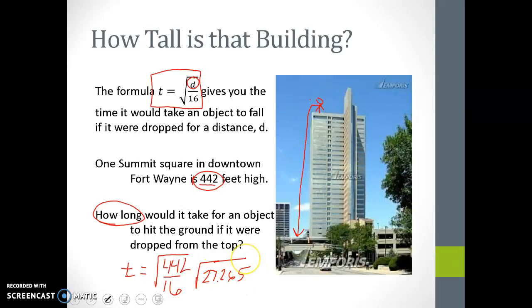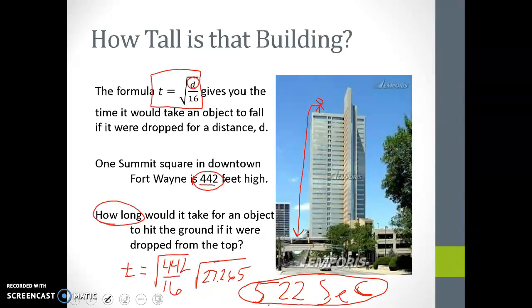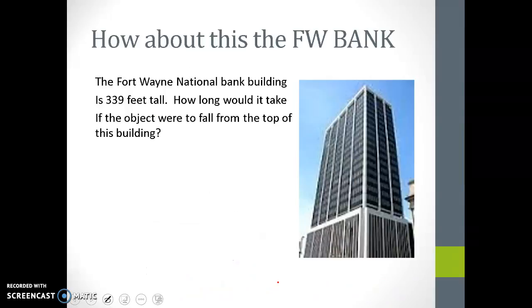If we take the square root of 27.265, we would have about 5.22 seconds. So if we were to drop something from the height of that building, it would take 5.22 seconds for it to hit the ground. Let's take a look at a different building. You might recognize this building also from downtown. It's the Fort Wayne National Bank building. It is 339 feet high.